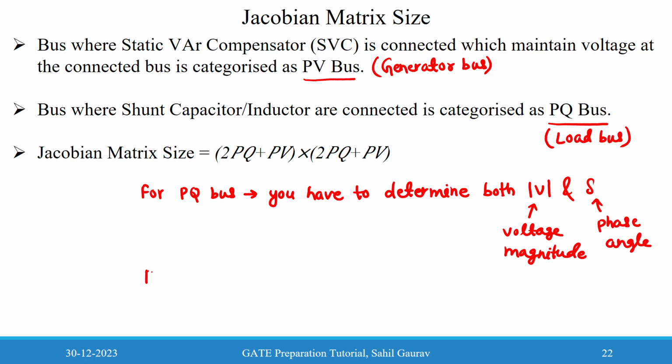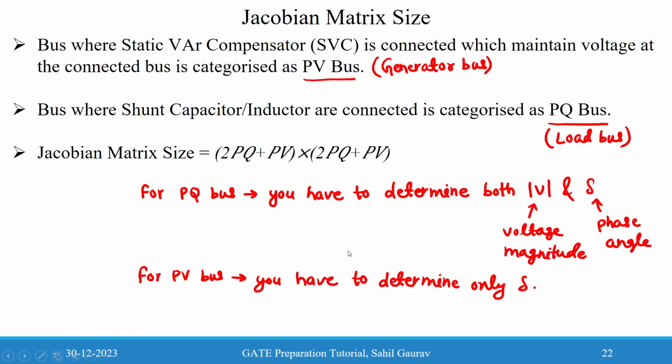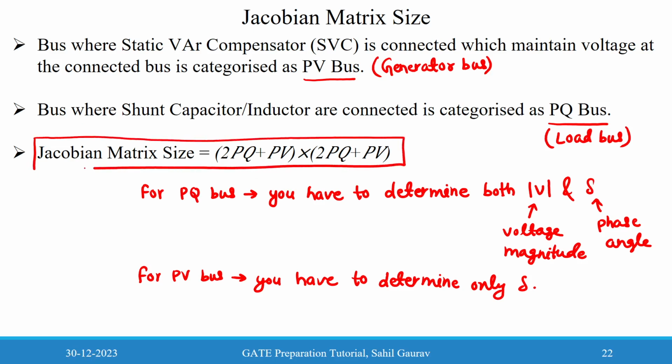While in PV bus, you have to determine only one thing because voltage magnitude is already given. That's why it is coming as once only. You have to determine only delta, not the voltage magnitude. That's why Jacobian matrix size is coming like this. I think now you have understood. So take this as very important for a GATE exam.